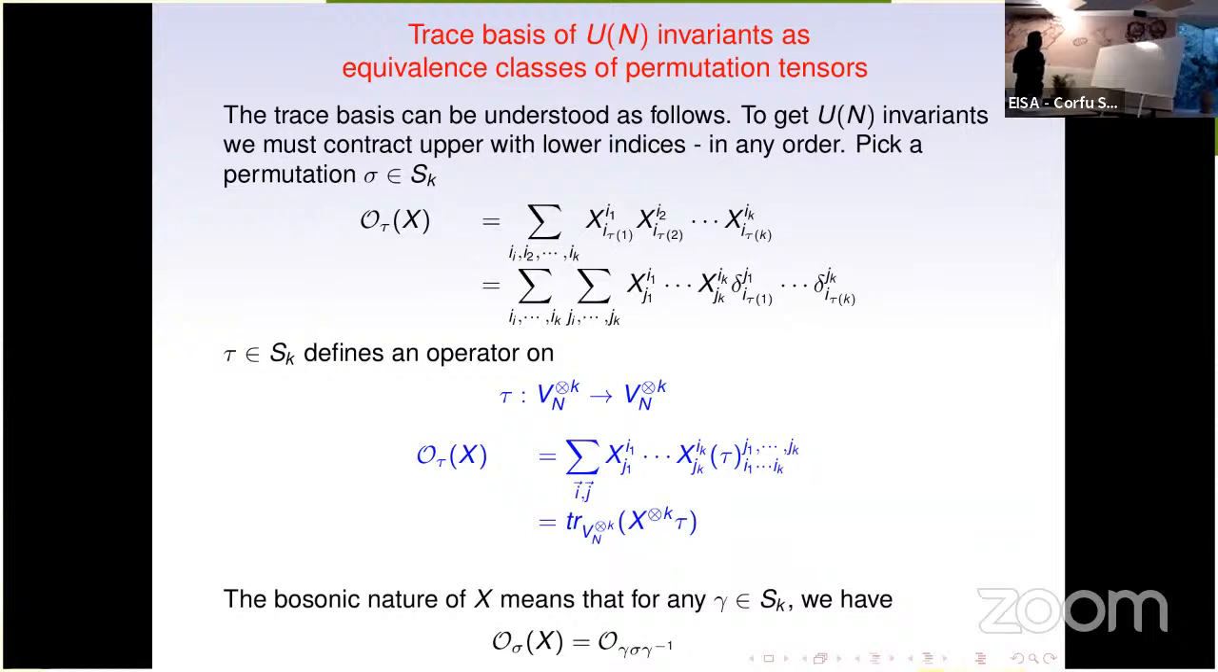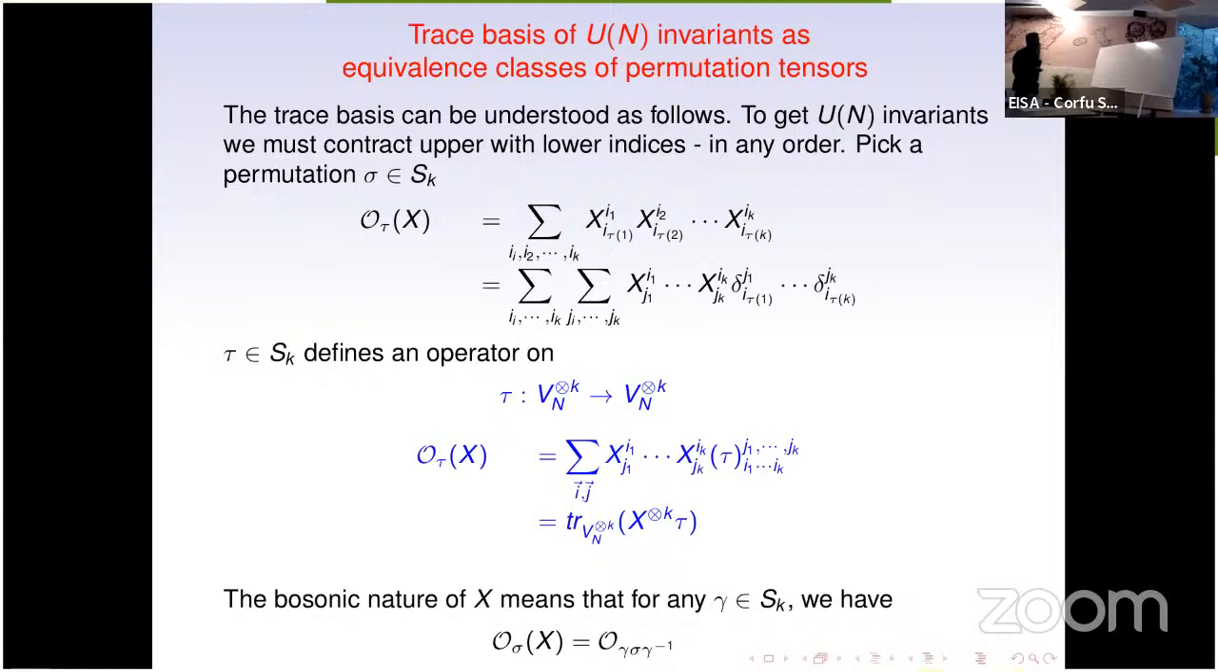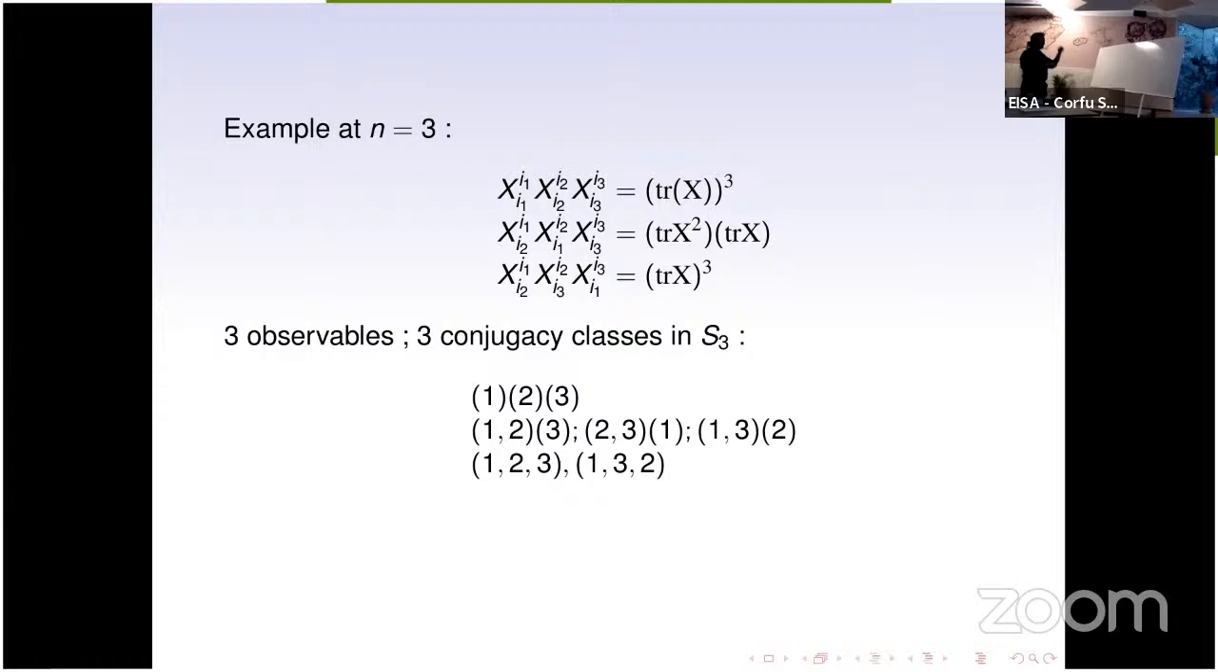It is also useful to think about the group algebra, where you take linear combinations of S_k with arbitrary complex coefficients. And for any such group algebra element, you can correspondingly form this linear combination of operators. So for each sigma, I have an operator of this kind, and when I have group algebra elements, I can form analogous linear combinations. Great, so here are some simple examples. When you have k equals three, there are three conjugacy classes and there are three trace structures, single trace cubed and these different things. So there's a precise correspondence when N is large between conjugacy classes and gauge invariants.